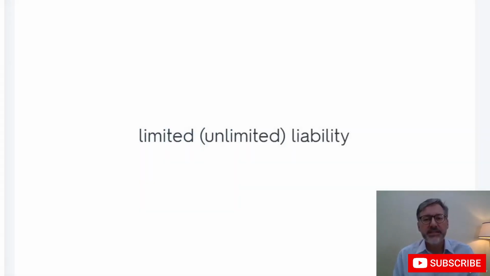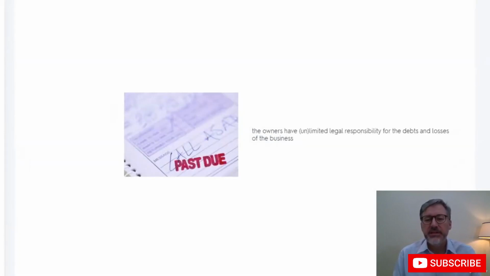Limited liability or unlimited liability. In limited liability, the owners have limited legal responsibility for the debts and losses of the business. Of course, in unlimited liability, there is no limit to the amount of debts and losses that the owners are responsible for.